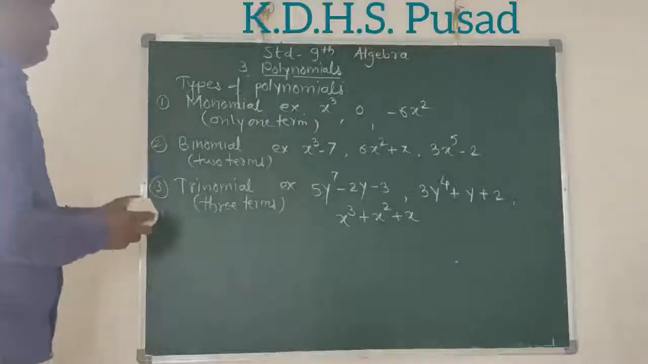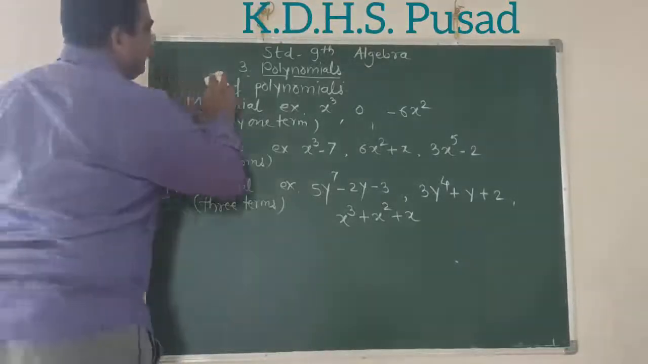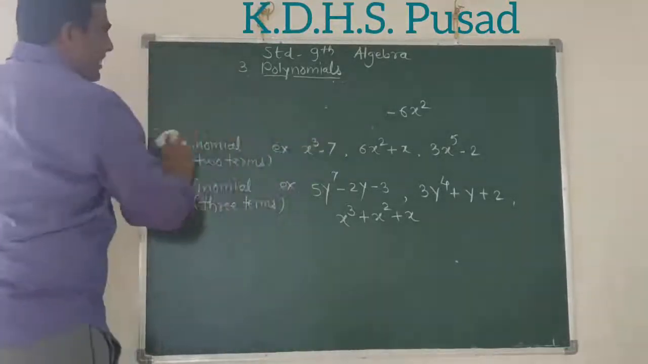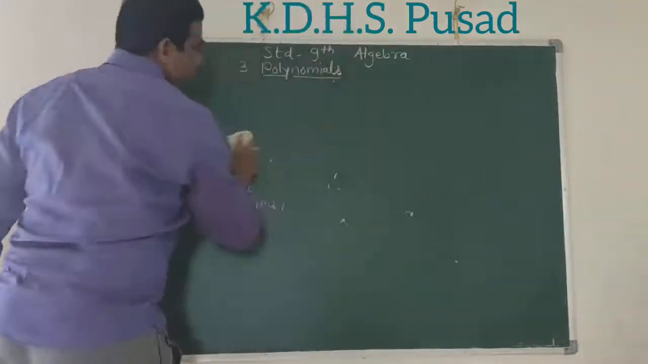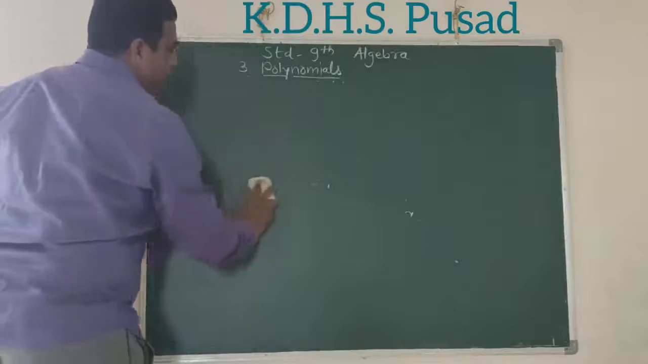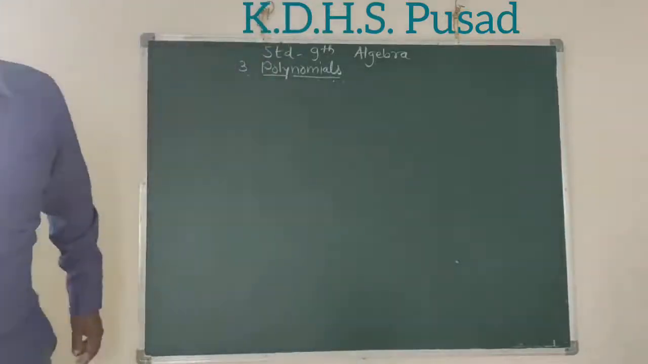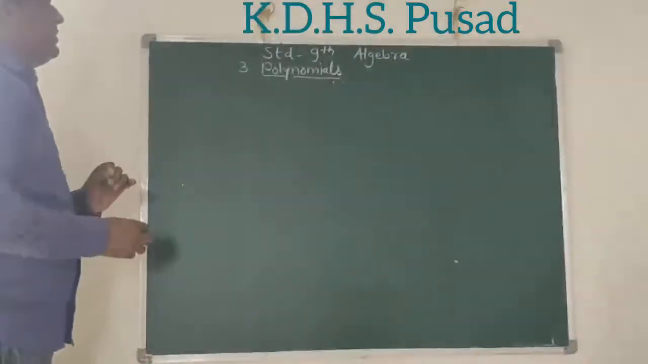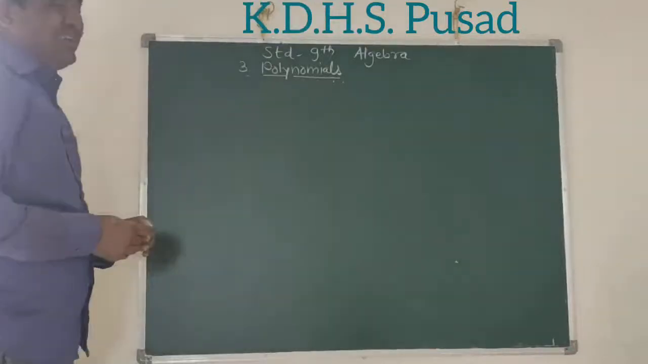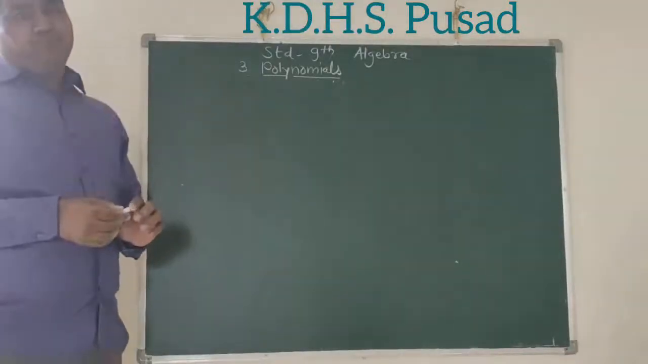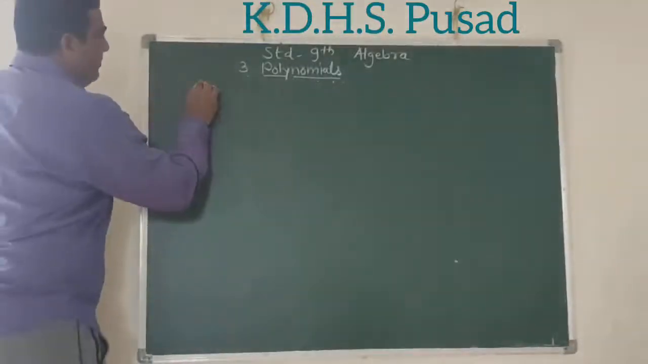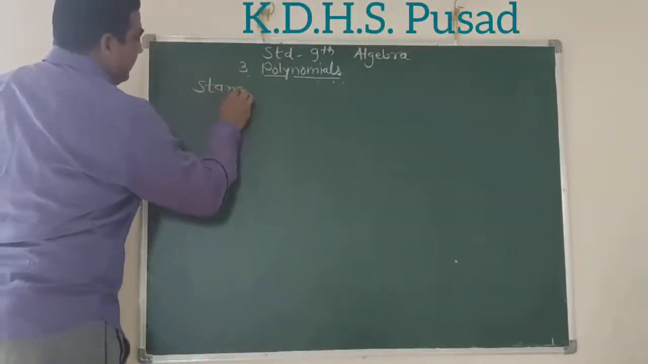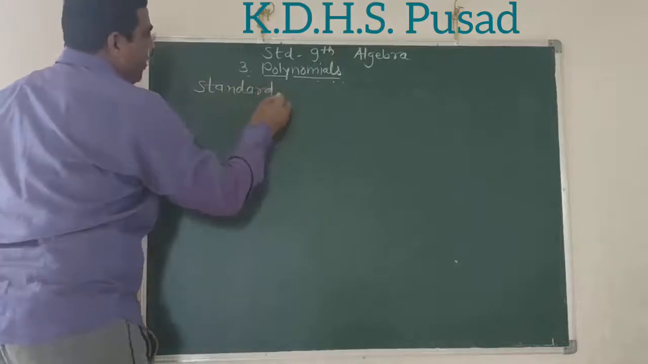Proceed further. So we have studied types of polynomial based on terms: monomial, binomial, trinomial. Now we will discuss the standard form of a polynomial.